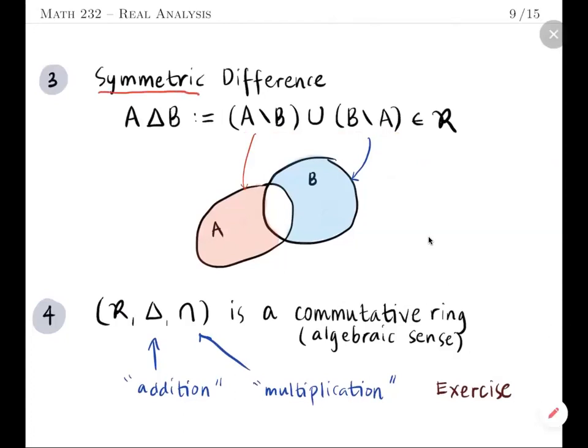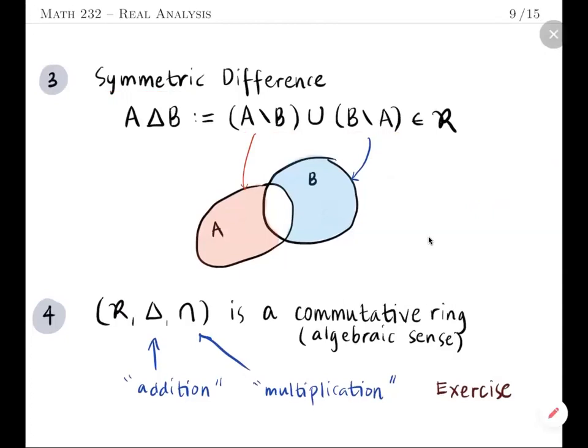Well, the term symmetric comes from the fact that we can interchange the order of the sets here. So if you interchange A and B, these sets will interchange, and you know that unions are commutative. Therefore, the order of sets in a symmetric difference is not important.